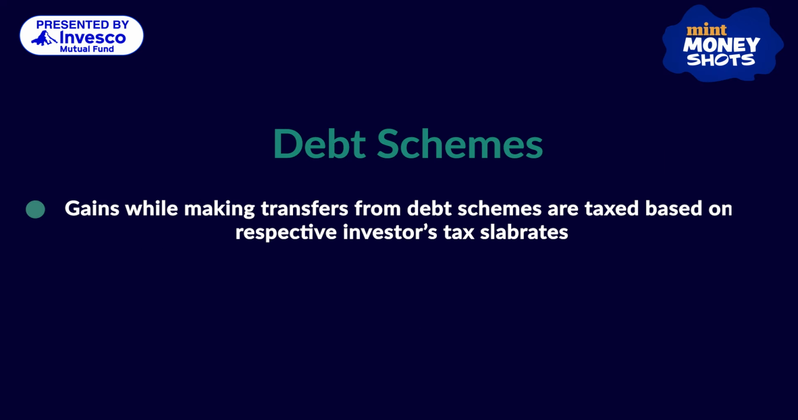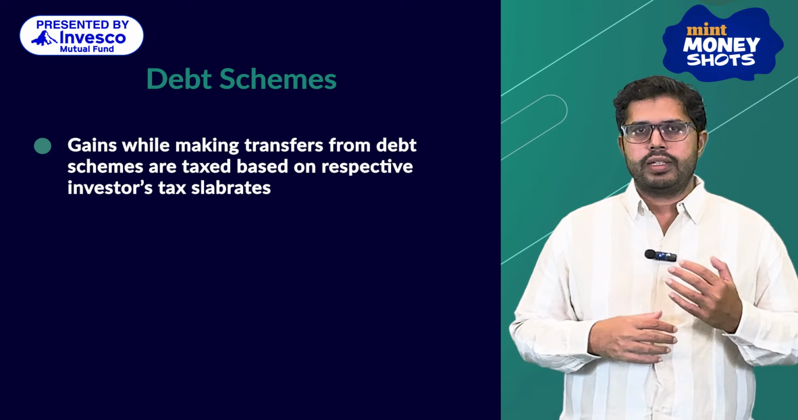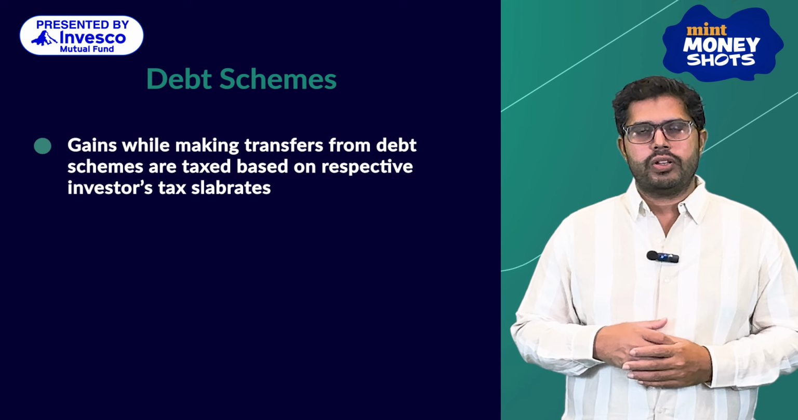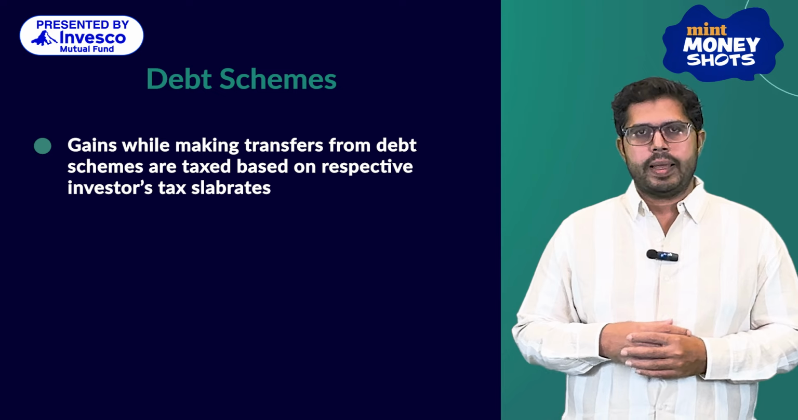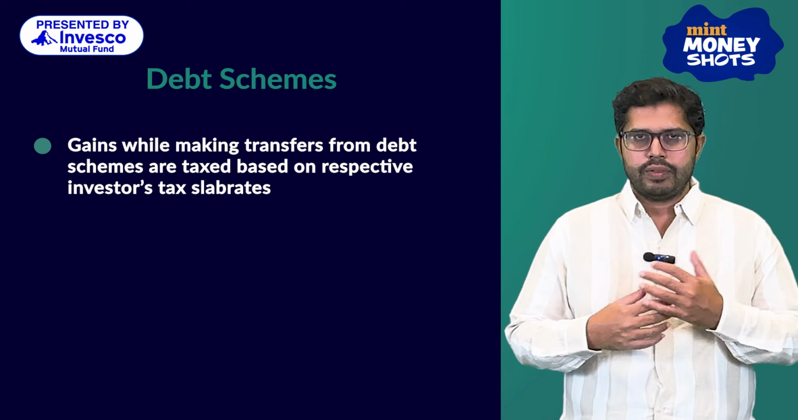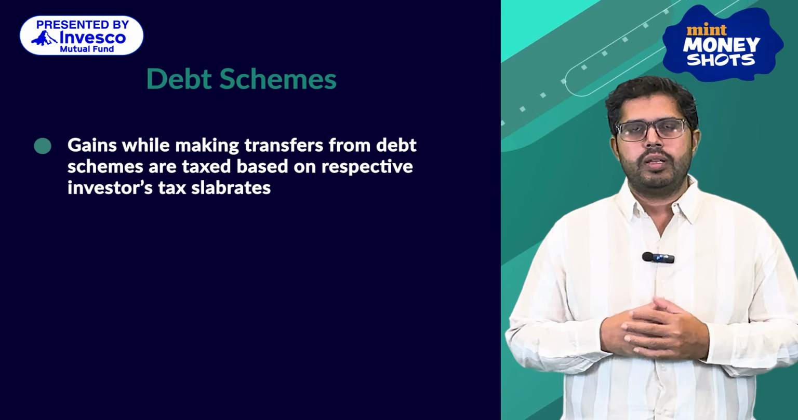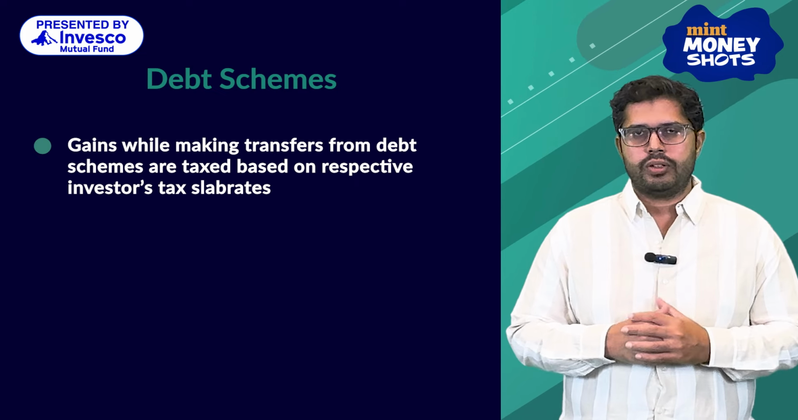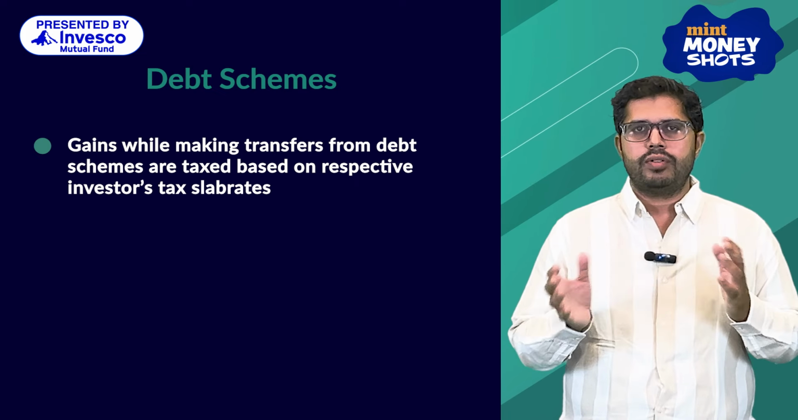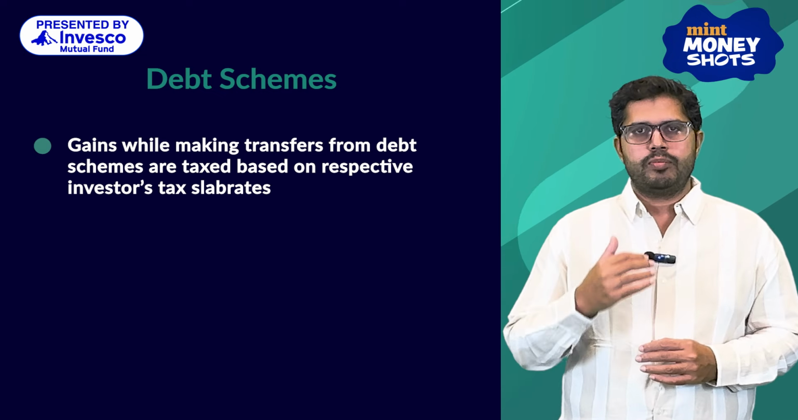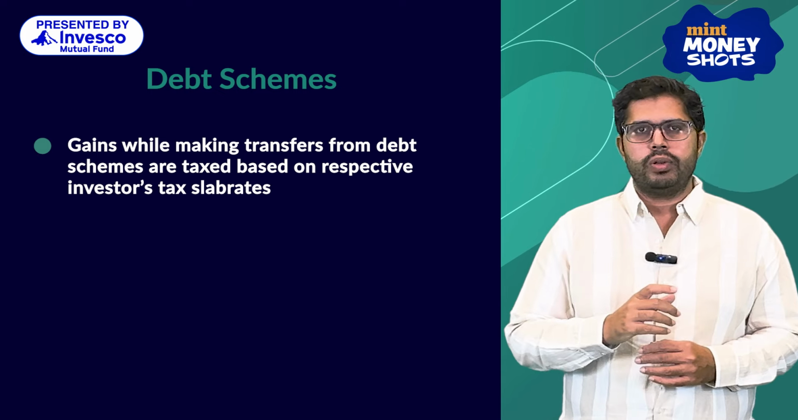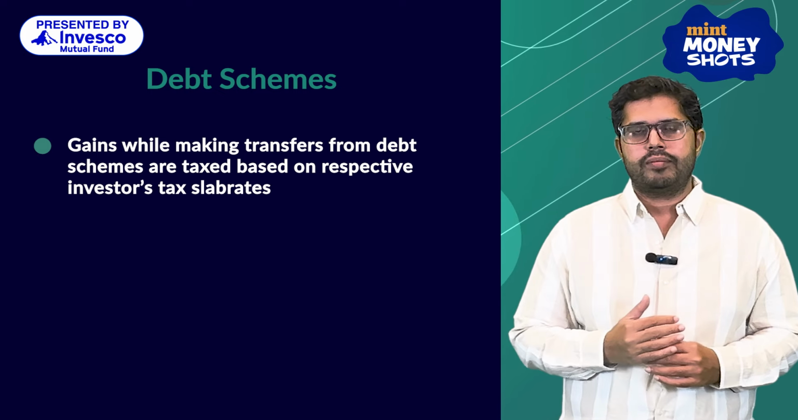What about debt schemes? Gains while making transfers from debt schemes are taxed based on the respective investors' tax slab rates. Here's an example. Let's say, for example, you're transferring rupees 1 lakh monthly from an equity scheme. Each transfer will trigger capital gain or loss based on the scheme's NAV, and the applicable tax will depend on the holding period of the units being transferred. The FIFO or first in first out method applies, meaning that older units are sold first, and this potentially gives you a tax advantage if the older units qualify for LTCG.